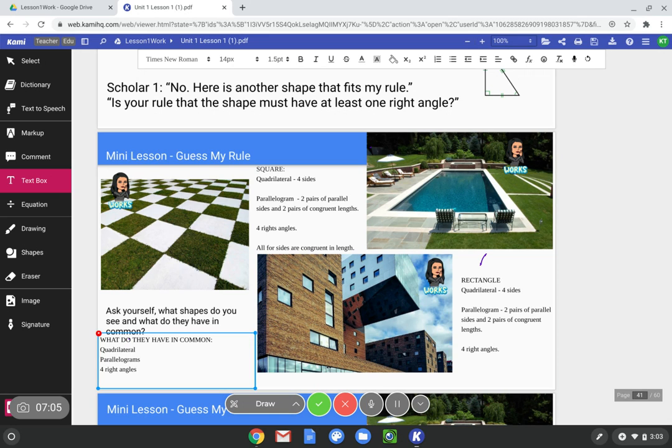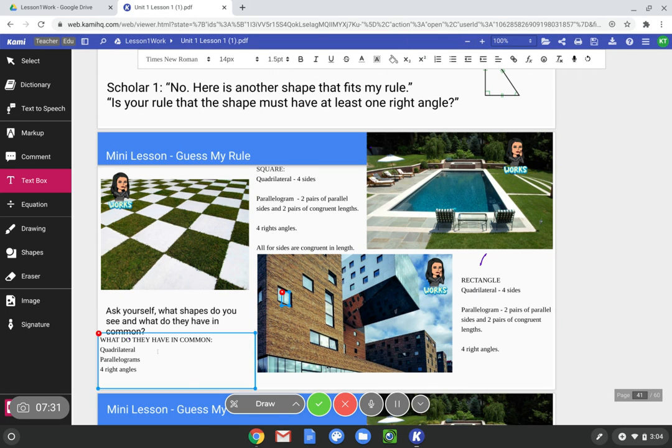So I'm an architect, and those are the rules that I need to follow. The shapes in my building need to have four sides. They need to have two pairs of parallel lines and two pairs of congruent lengths. And they need to have four right angles. So if you go over to my building, you will see that I follow that. All of my shapes follow that. You will see nothing but rectangles, quadrilaterals, parallelograms.